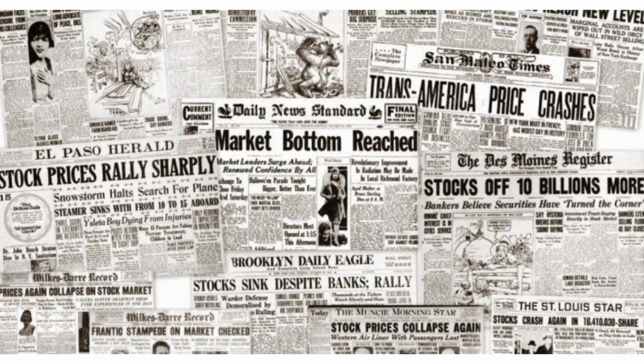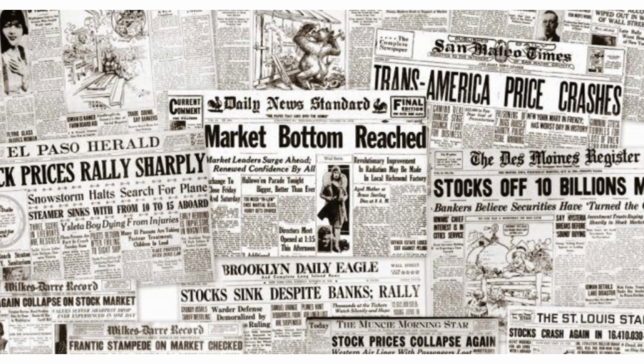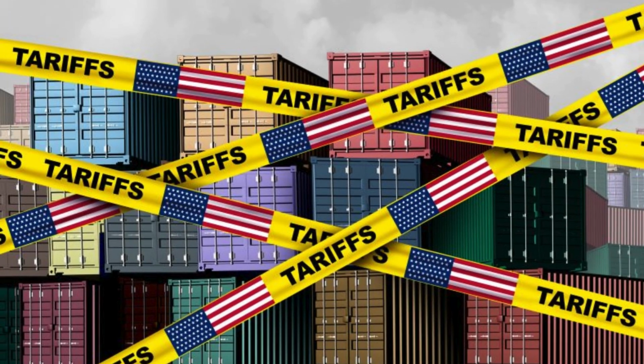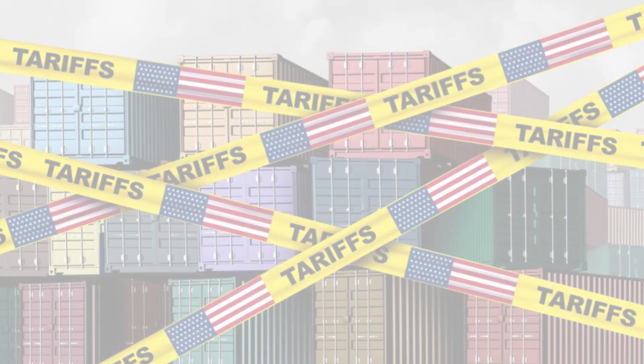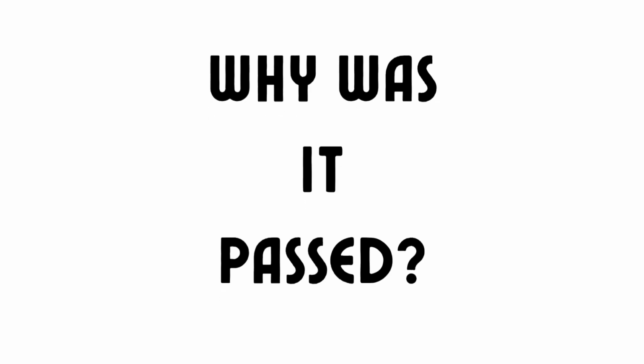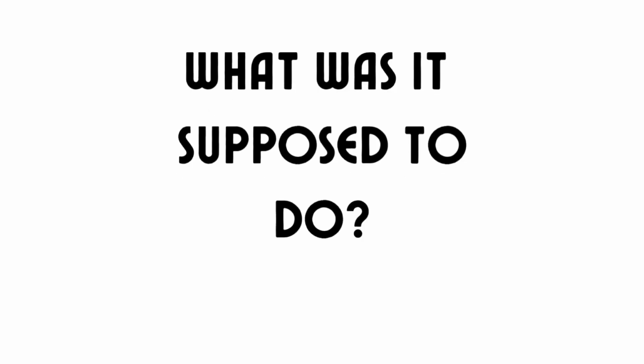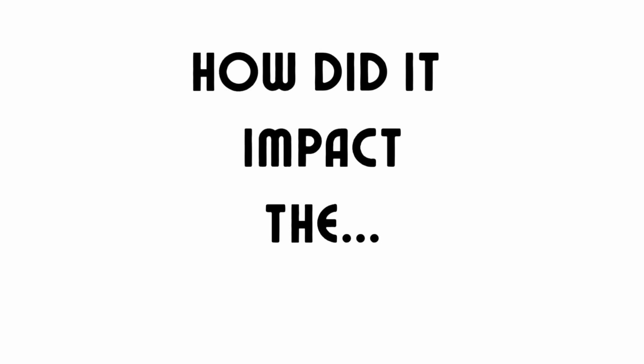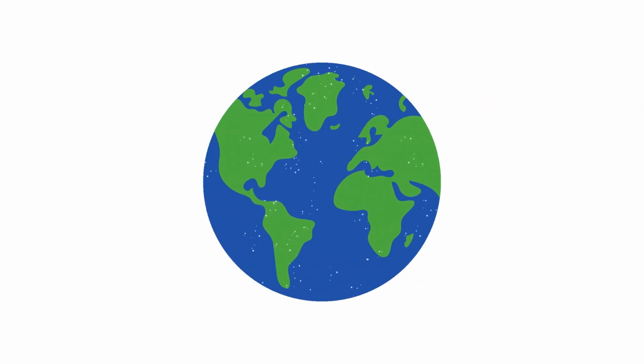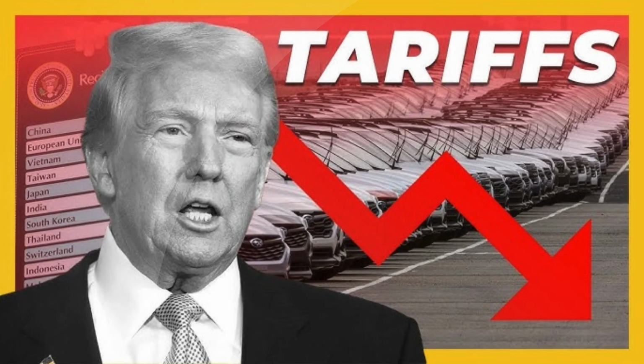This lesson is about a law that made things worse when Americans needed help the most. We'll be talking about the Smoot-Hawley Tariff Act, one of the most infamous economic decisions in U.S. history. Let's learn about why it was passed, what it was supposed to do, and how it impacted not only the U.S., but the entire world. Oh, and we might just see some similarities to some more recent history as well.